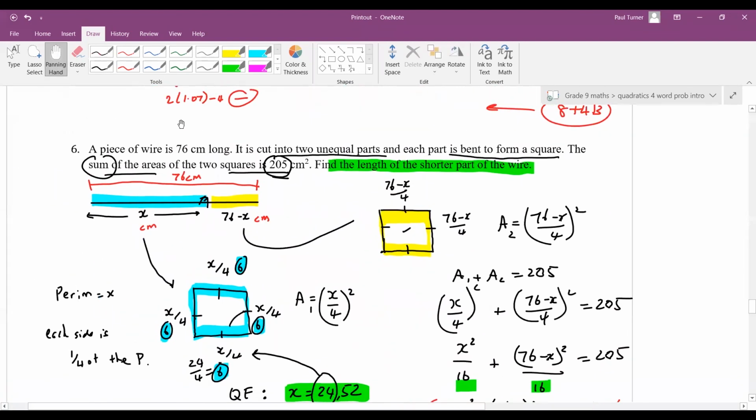If we go back up to here, we can see that this is 24. And this one is 76 minus 24, which will be 52 from the answer we just did below. So even though my picture, this one looks longer, it's actually, I've made it shorter. Okay. So this is 24, that's the shorter piece. And this is the longer piece. So this square here is actually smaller than this one here.